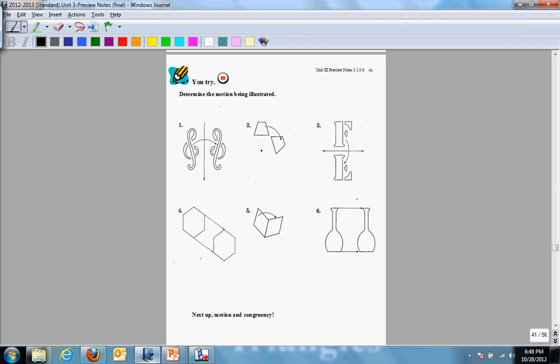Okay, let's see how you did. This first image is a reflection. Of course, this would be the flip, if you will. This is a rotation. This is a reflection. This is a translation. This is a little bit harder to see. It is a reflection. And of course, this is a translation.